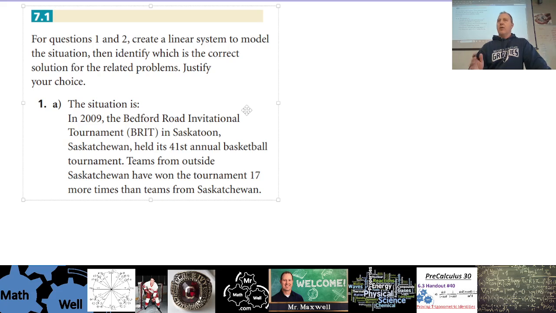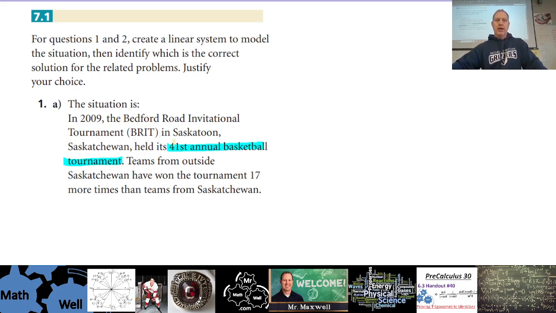In section 7.1, you have to make up a system. So you have to read the word problem, and you have to make up 2 equations out of this information. So let's read it and see if we can identify information for 2 equations. The 2009 Bedford Road Invitational Tournament held its 41st annual basketball tournament. Okay, so that means it's been going for 41 years up to this point. All right, so there was 41 years of the tournament.